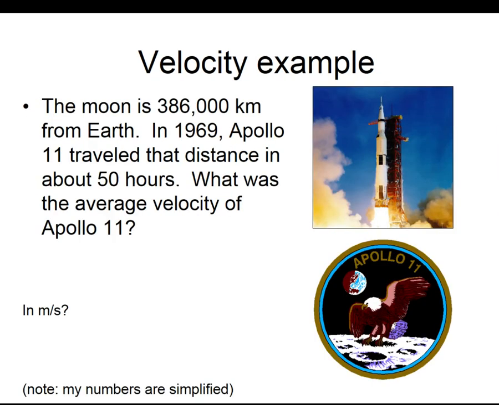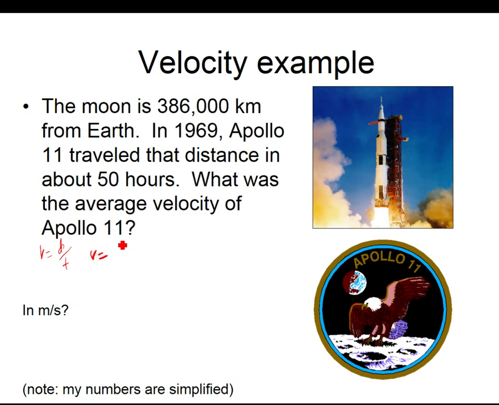Let's do another example. Tied into our astronomy unit a little bit here. The moon is 386,000 kilometers from Earth. In 1969, Apollo 11 traveled that distance in 50 hours. What was the average velocity of Apollo 11? So again, we have our formula. Velocity equals distance divided by time.